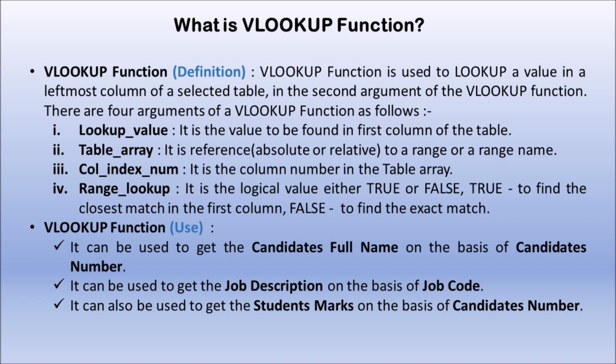Lookup value, it is the value to be found in first column of the table. Table array, it is reference, absolute or relative, to a range or a range name. COL index number, it is the column number in the table array. Range lookup, it is the logical value either true or false. True, to find the closest match in the first column. False, to find the exact match.